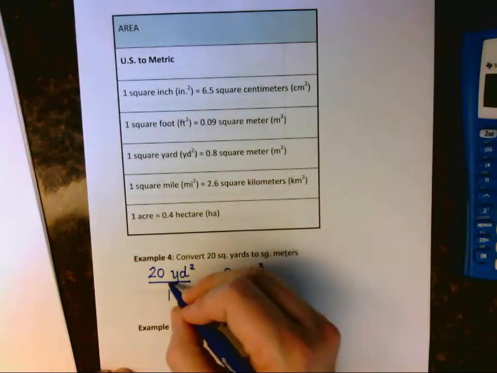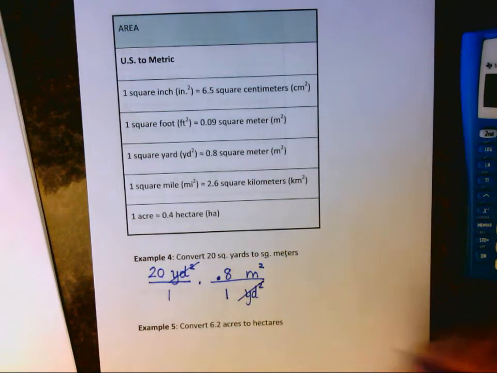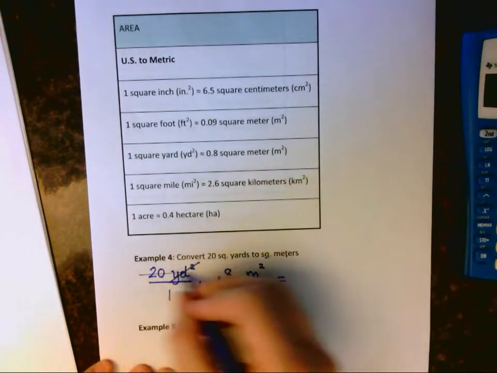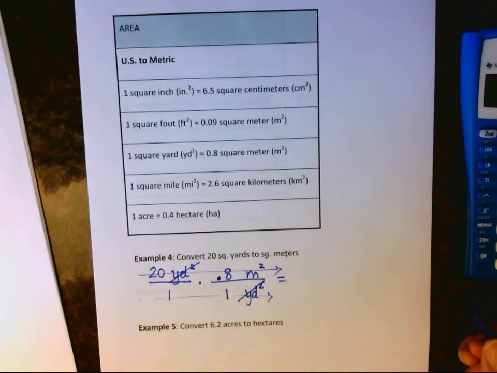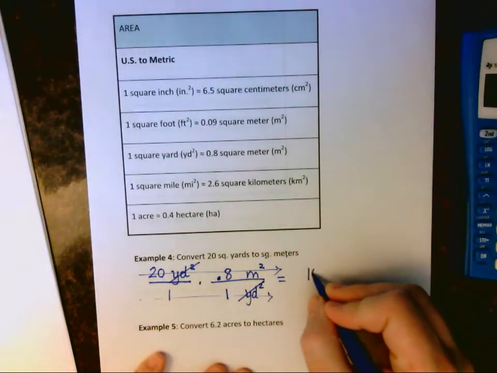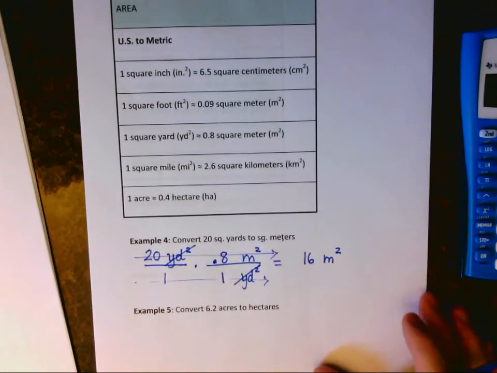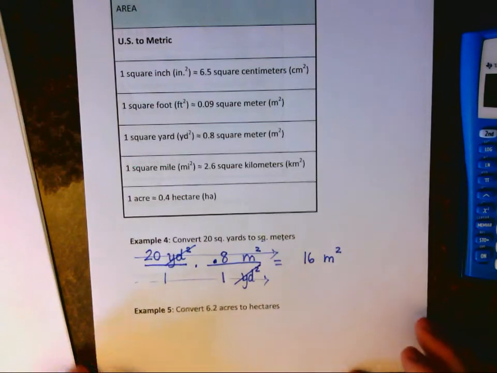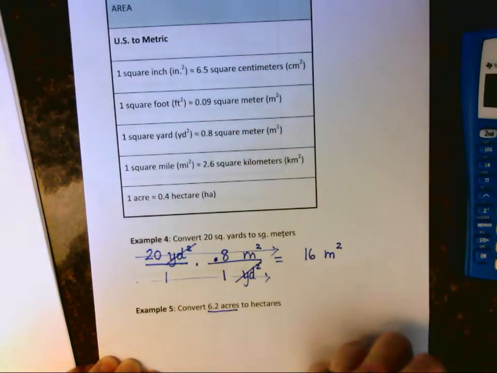Excellent. So we cancel the yards squared, and we multiply across the numerators and across the denominator. We just get a 1, right? So I take 20 times 0.8, which is going to give me 16 meters squared. Very well. These are not hard at all if you have those equivalences and you just remain calm.